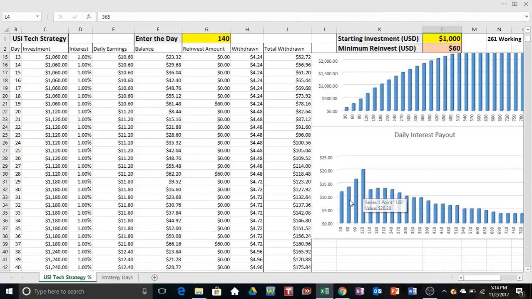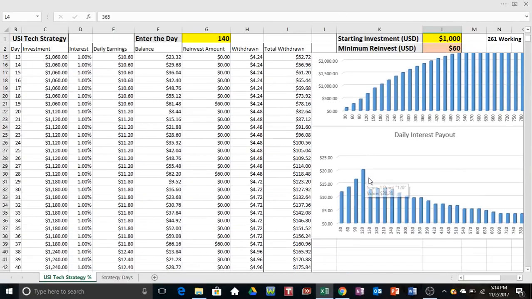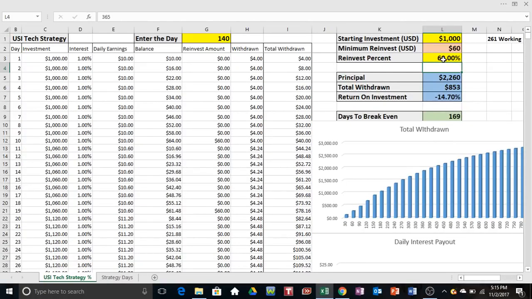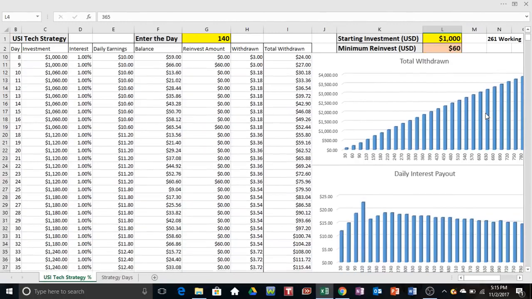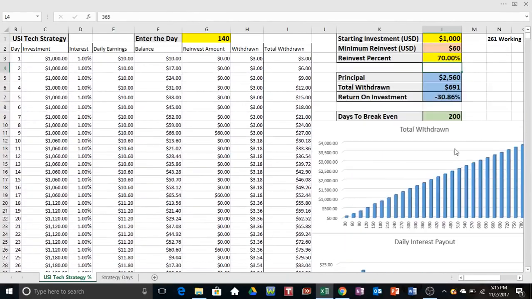Now, with that being said, you could just pull out your money for the first 100 days, and then with the earnings that you get from the last 40 days, you run this formula for the last 40 days. So I'll show you how to do that. Let me put this real quick into 70% just so you guys can see. Okay, you can see that the graphs change a little bit more, and now we're getting closer.